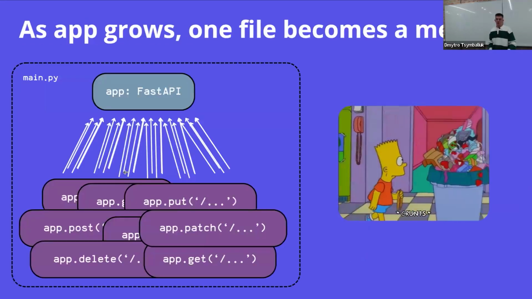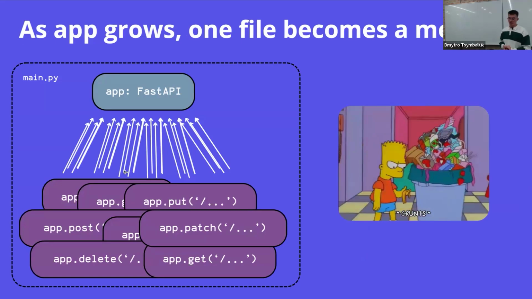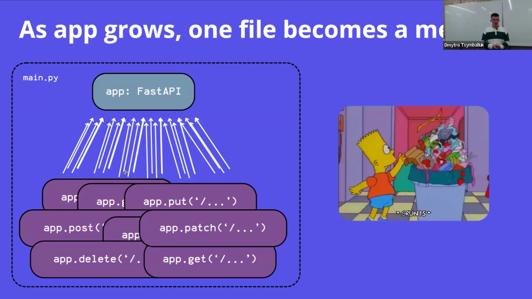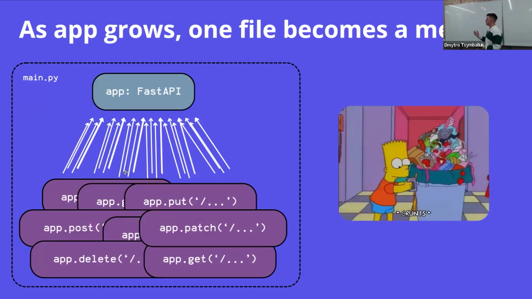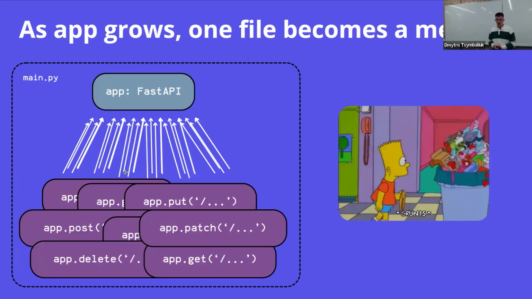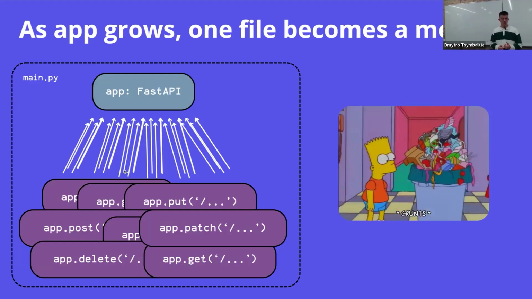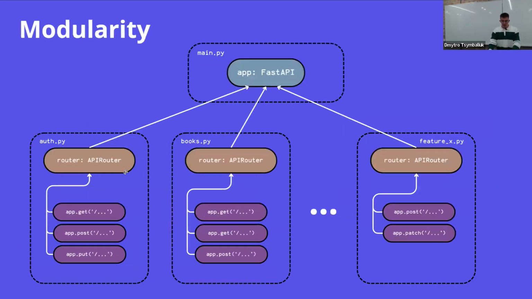So yeah, let's continue. Another problem we might have with our FastAPI requests is that as the app grows, one file, our main.py, will become a mess. And it will be extremely difficult to add new requests, or to find a route in your file. So we should probably do some refactoring, some decomposition, to split it into different files. And that's how you probably can solve that.